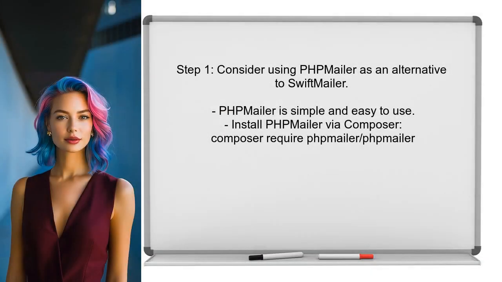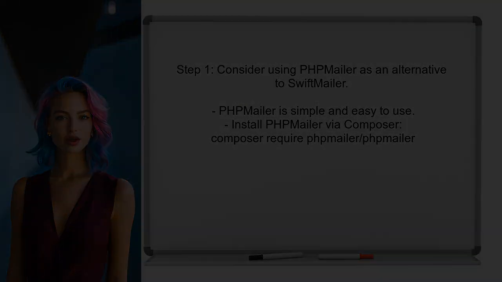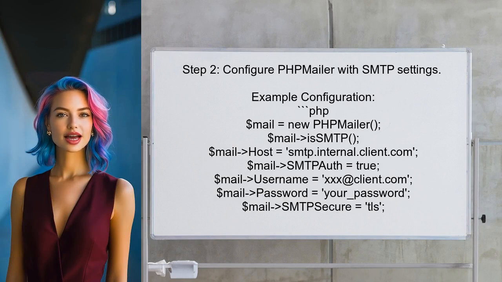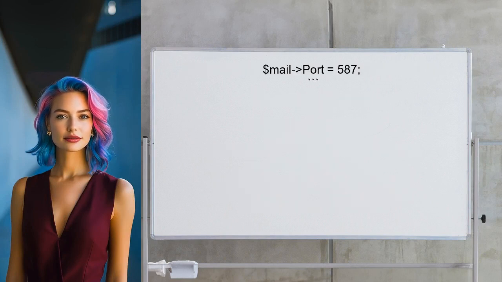To begin troubleshooting the issue with SwiftMailer, the user can consider using an alternative library called PHPMailer. This library is known for its simplicity and ease of use. Next, the user should configure PHPMailer to use the same SMTP settings that were previously used with SwiftMailer. This includes setting the host, port, username, and password.